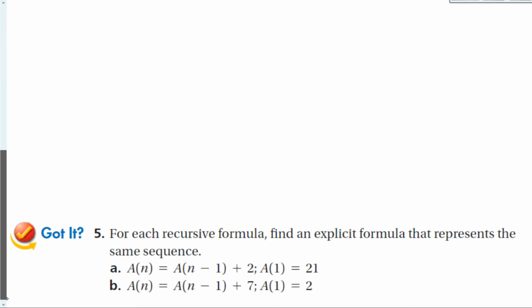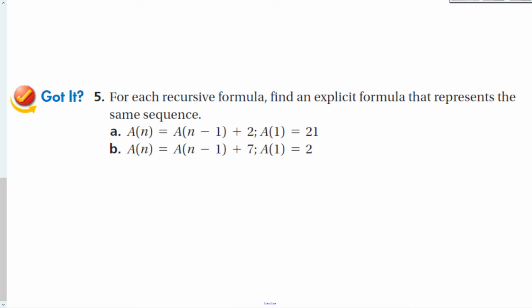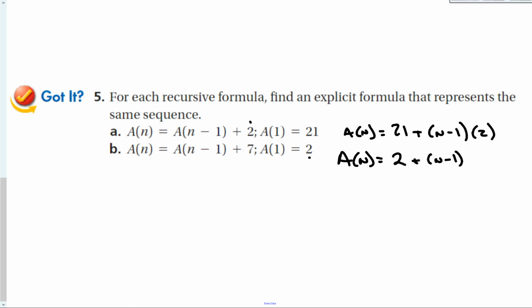Got a problem? Okay, for these two, same thing. We have a of n is equal to the first term, 21, plus n minus 1 times the common difference, which is 2. And for the second one, part B, we have a of n is equal to 2, the first term, plus n minus 1 times 7, my common difference.